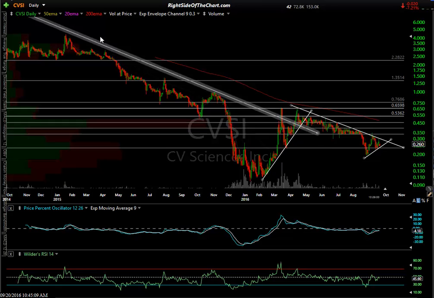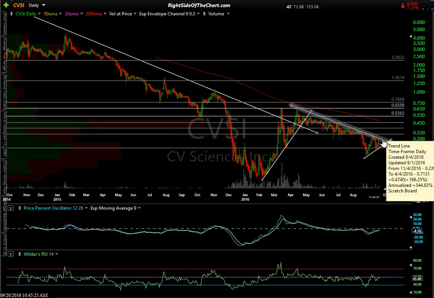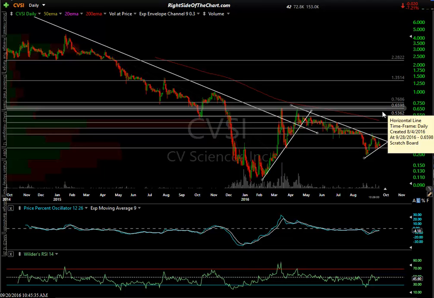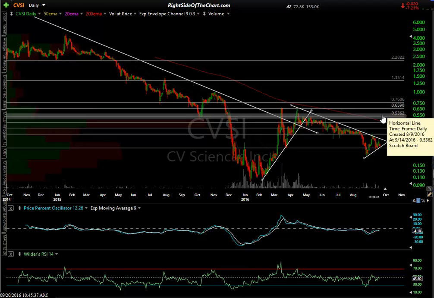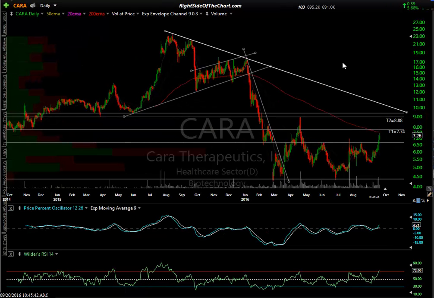CVSI, if I didn't point that out. This nice downtrend line. We have really a symmetrical triangle here formed by this uptrend line and this downtrend line. It's pinching between the two, right at support now. You can take a more aggressive long here at support, or wait for the higher probability entry, and that's a breakout of this downtrend line. And any or all of these are targets. Ultimately, I think that one can work its way up to at least this 53.6 cent level.